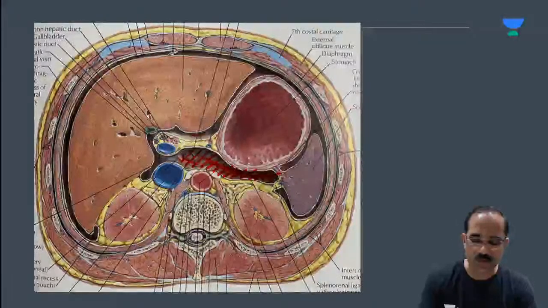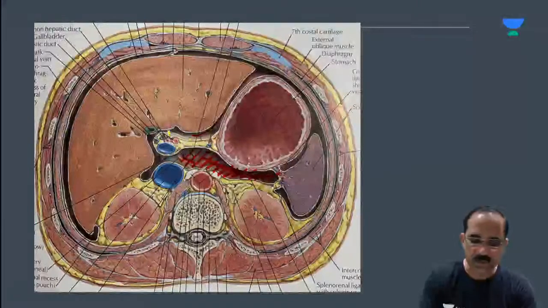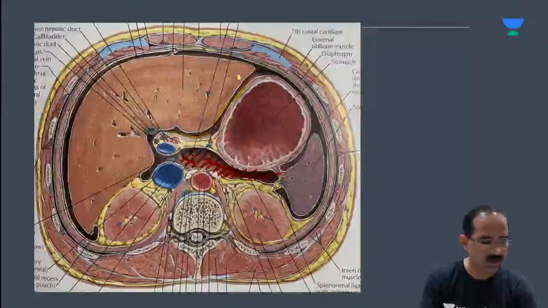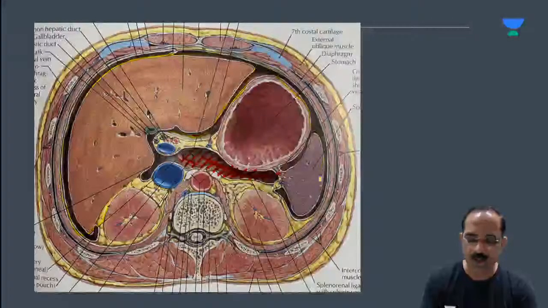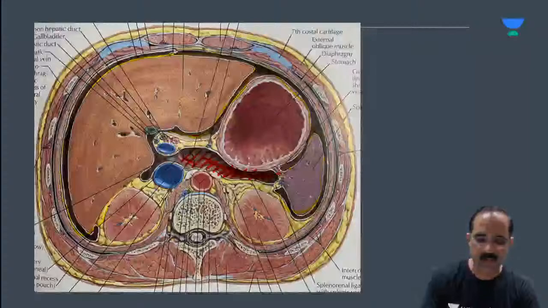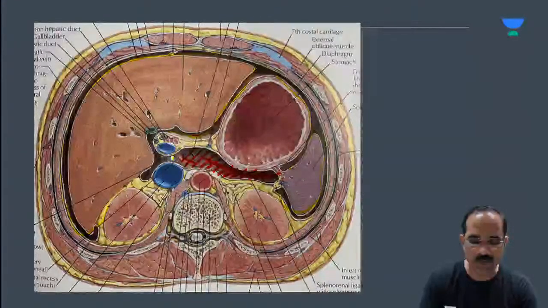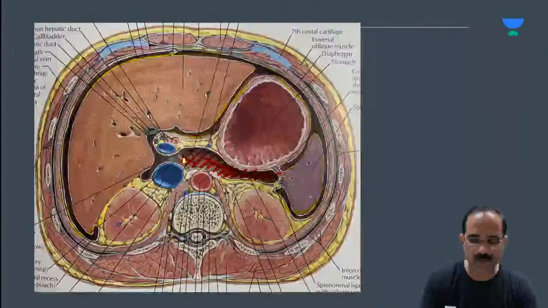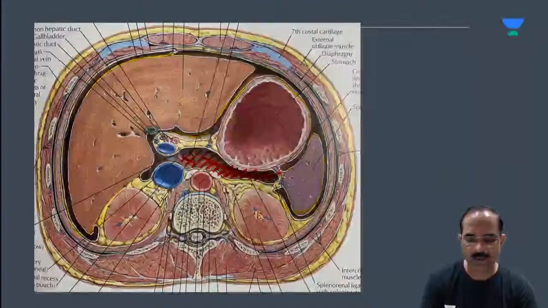And what is all this? I'll just put a different color for you. What is all this space around the liver here, and stomach and the spleen? That's the greater sac. And you can see here, that's the foramen, that's the epiploic foramen. Epiploic foramen होता है यहाँ पे.